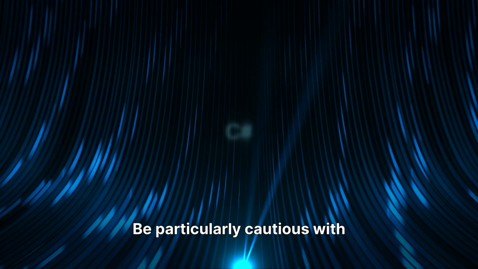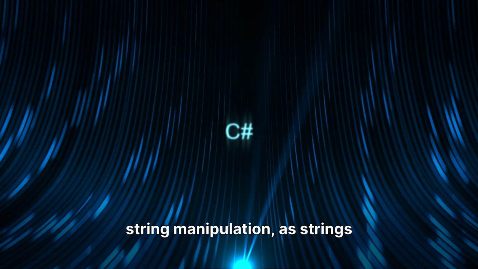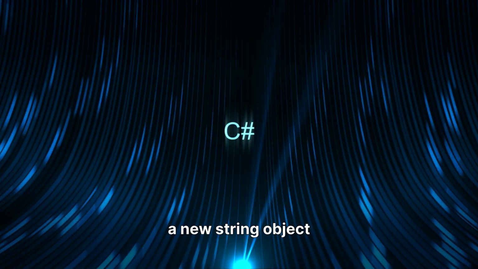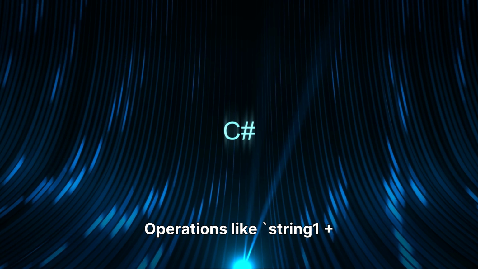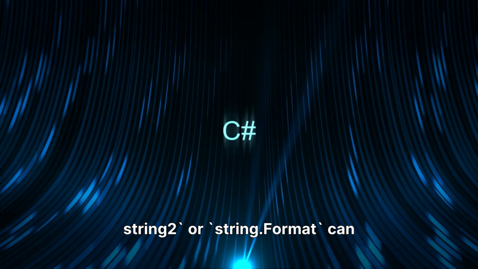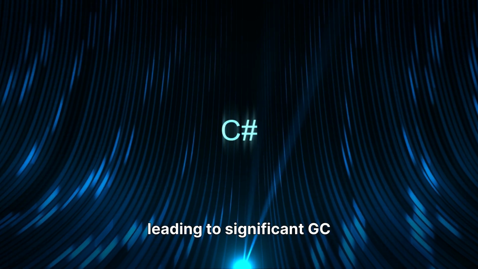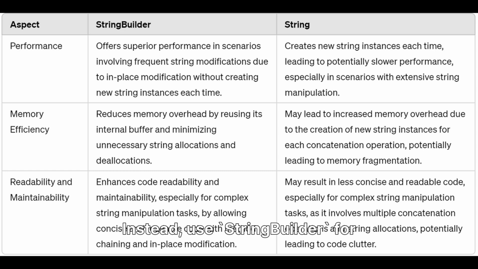Be particularly cautious with string manipulation, as strings are immutable in C Sharp, meaning every modification creates a new string object on the heap. Operations like string1 plus string2 or string format can generate numerous temporary strings, leading to significant GC pressure. Instead, use StringBuilder for concatenation to minimize allocations, as it modifies a single buffer in memory. This is especially important when building complex strings within loops or frequently called methods, as it drastically reduces temporary heap allocations.